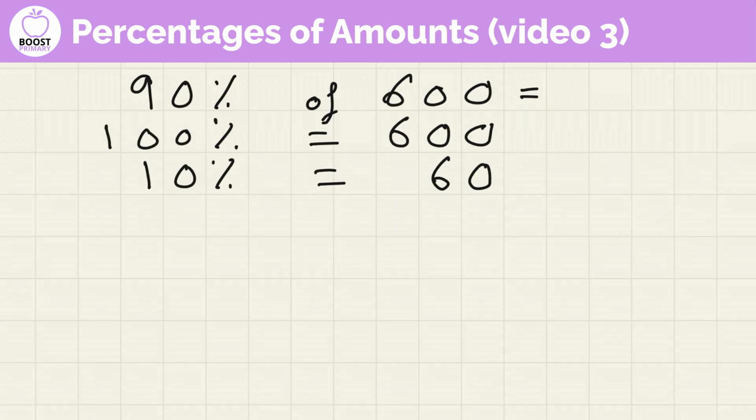So if I do 600 take away 60, that will leave me with 90% of the number. So 600 take away 60 is 540. 90% of 600 equals 540.